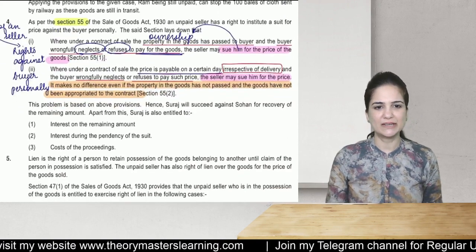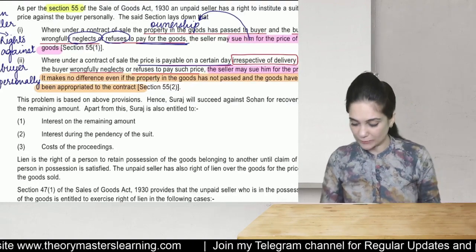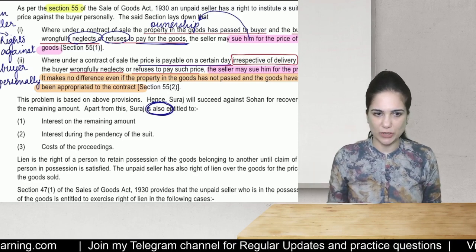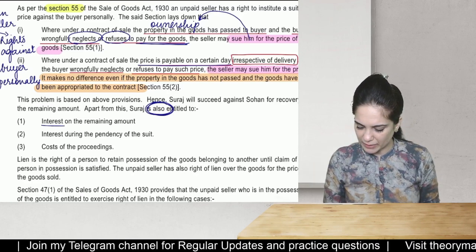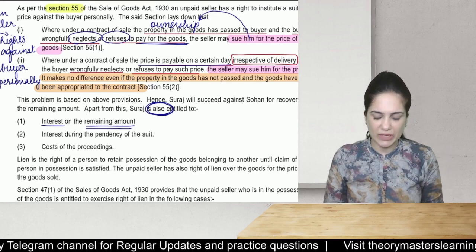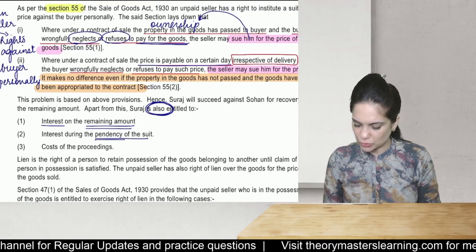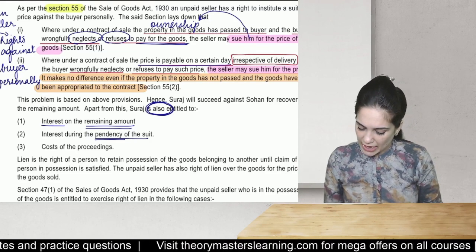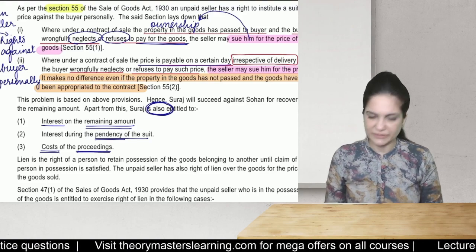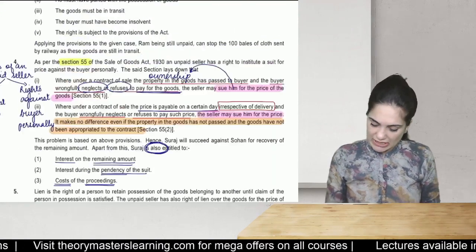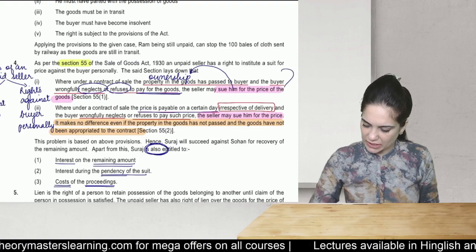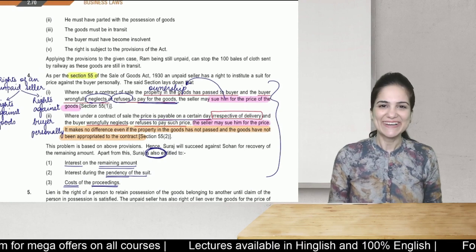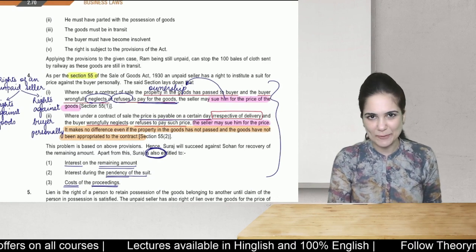So Suraj will succeed. He is entitled to also claim. The first remedy is you can claim the price. You can also claim the interest on the remaining amount because he delayed in paying. Interest during the pendency of the suit till the judgment, it is decided, and also the cost of proceedings, the cost of taking legal action. So these are the remedies which are available. Students, I think that you must go through these remedies. It is my sincere request and also advice. Don't leave this question, it can be asked in the exam.